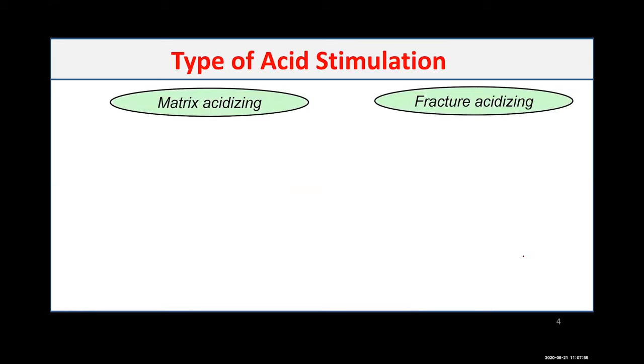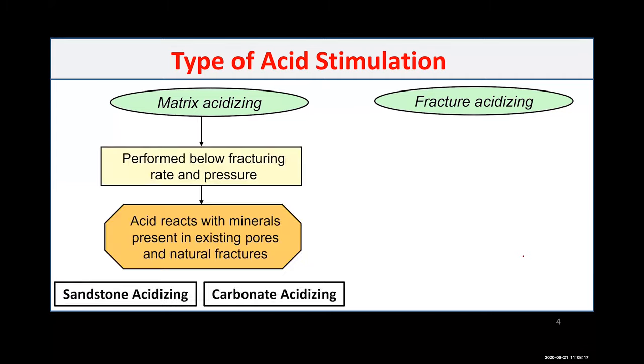So what type of acid stimulation are we talking about? Mainly, we have two types of acid stimulation that a lot of people talk about when they mention stimulation: either matrix acidizing or fracturing acidizing. The main key factor is how you are actually pumping your job. In matrix acidizing, you are injecting at a rate and pressure usually less than the fracture gradient. So you are not creating a fracture.